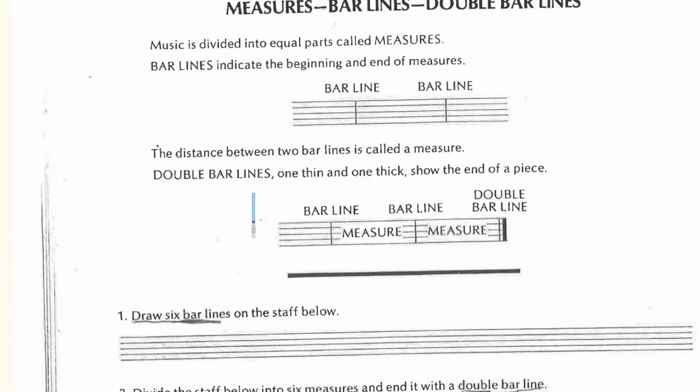Double bar lines, not regular bar lines, that's a regular bar line, have one thin and one thick line, and show the end of a piece, the end of the song, whatever song it is. Every piece of music has a double bar line to indicate the end. So that's what a double bar line looks like. Remember, it has one thin right here and one thick right here. A regular bar line looks like this, and the measures are between the bar lines. See, look at that.